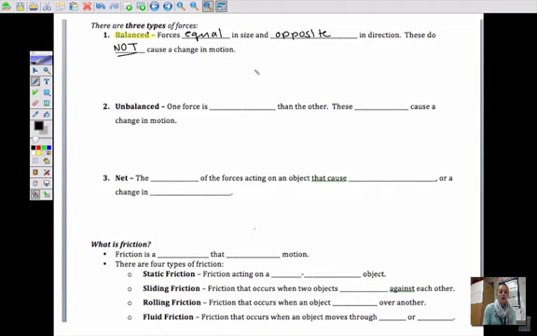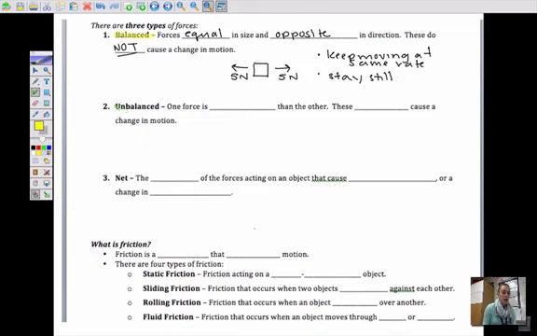So, to kind of get a visual, we're going to have an object. We're going to see a lot of boxes in this unit. And in one direction, there's 5 newtons of force. In the opposite direction, there's also 5 newtons of force. So these are equal and opposite in direction. So for this one, this is either going to keep moving at the same rate. Object in motion is going to stay in motion. Or it's going to stay still. Object at rest is going to stay at rest.